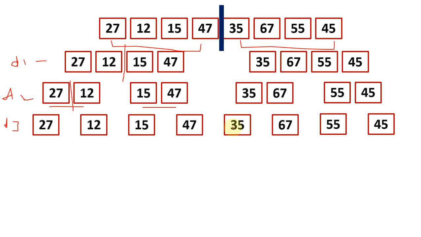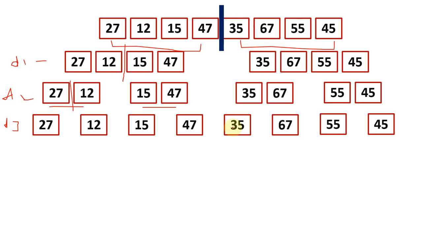Each list, like list 1, list 2, list 3, 4, has a single element. So when all lists are reduced to a single element, now you have to stop dividing the list. So what is the next method? Next is conquer. Conquer means find the solution for it. So what is the solution for us?